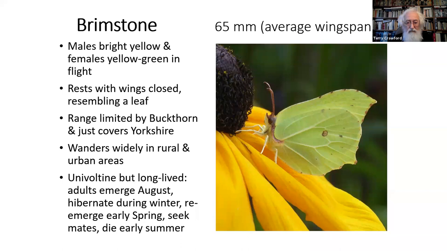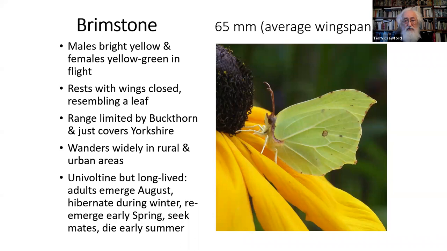Right, so that's the brimstone. The number up here, 65 millimetres, is the average wingspan. Sometimes females are larger than males, in which case I'll give you both, a separate average for each gender. Most places you look tend to give a range of wingspan. Well, I think it's most useful really to know what the typical is, so that's what I'm giving you.